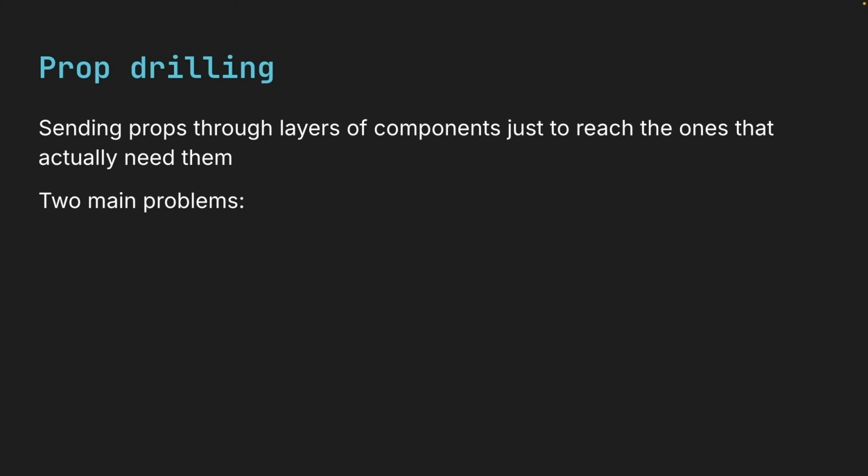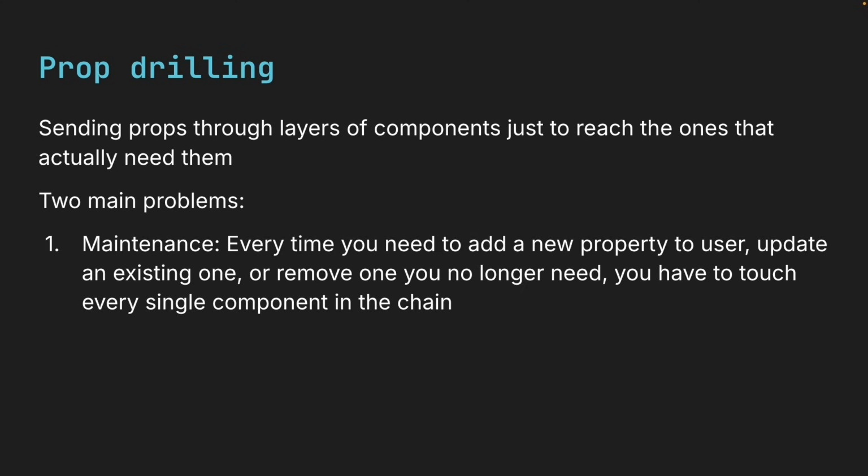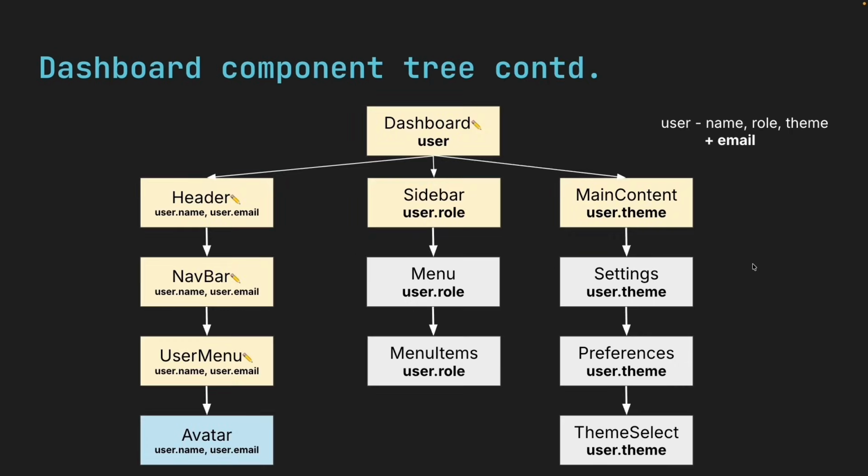Now, there are two main problems with prop drilling. First is maintenance. Every time you need to add a new property to user, update an existing one, or remove one you no longer need, you have to touch every single component in the chain. Consider something simple like the addition of a user email. Only the avatar component cares about the email. But look at what has to change. Dashboard changes, header changes, navigation bar changes, and user menu changes. All because avatar needs one more field. The deeper your tree, the more files you need to touch.